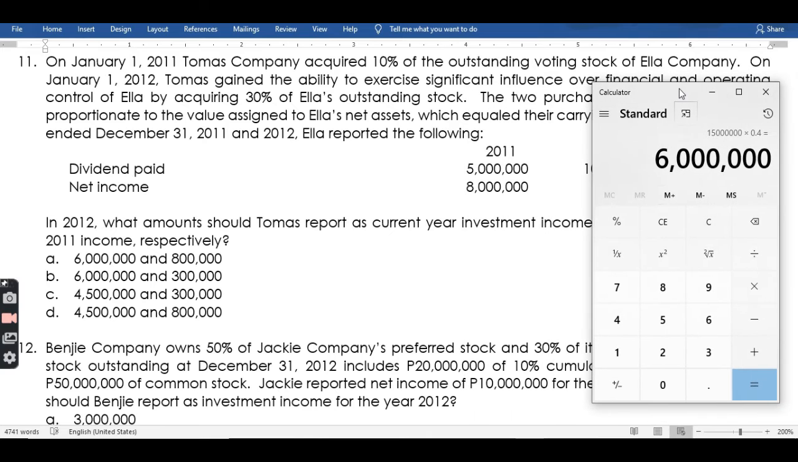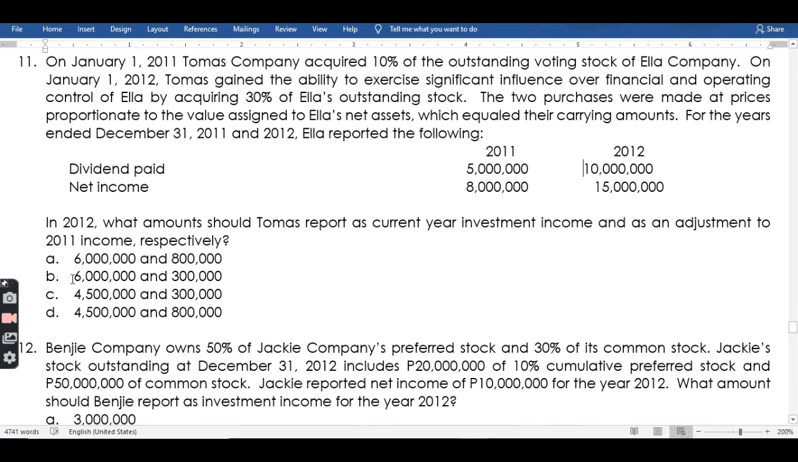Ngayon, kung i-consider natin yung retrospective measurement nun, ang mangyari dyan, dapat nung 2011, 10% ang i-recognize nating net income dito. So dapat 800,000 yon. Ang ni-recognize lang natin 10% ng dividend, so that's going to be 500. So may adjustment dapat na 300. So ang sagot, letter B ang sagot mo. Okay.